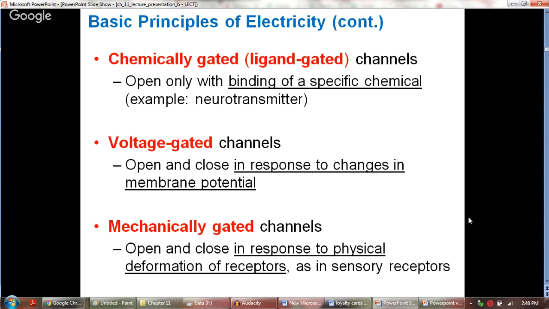The mechanically gated channels open and close in response to physical deformation of the receptor, such as in the sensory receptors. So for the mechanically gated ones, a conformational change has to happen for that ion channel to open or close.